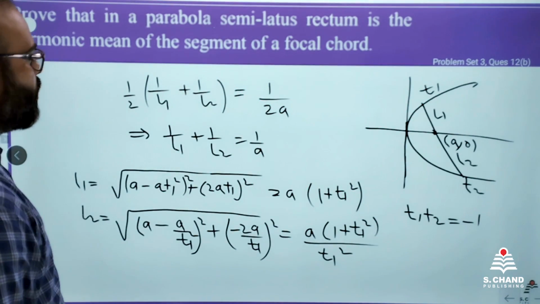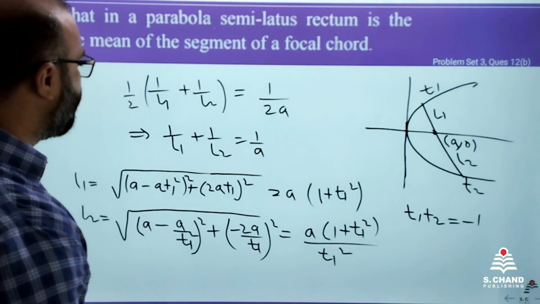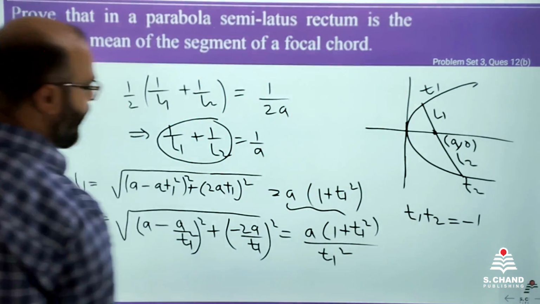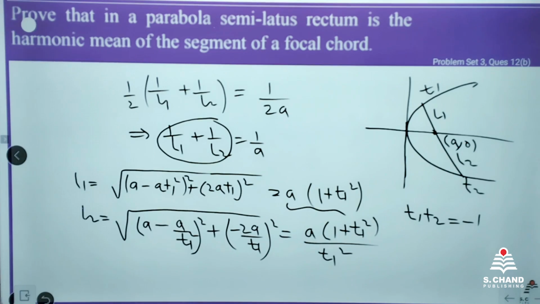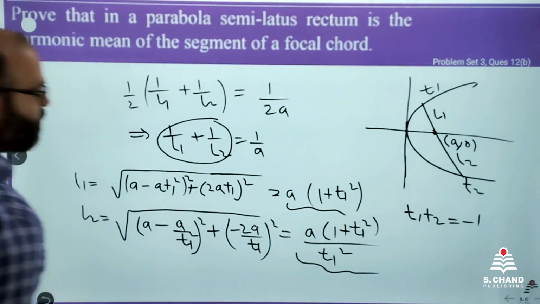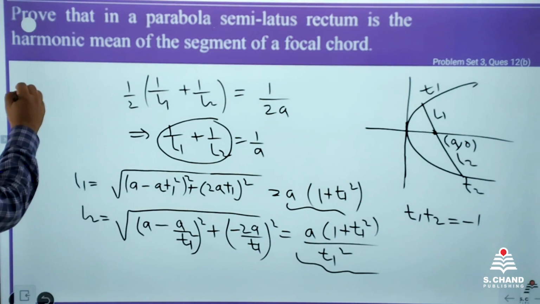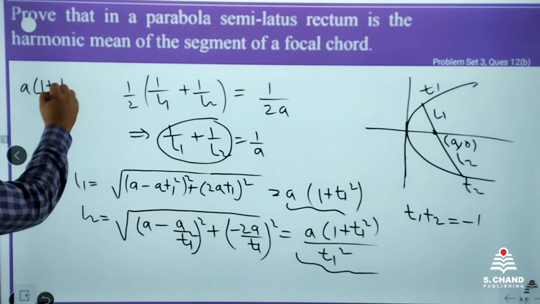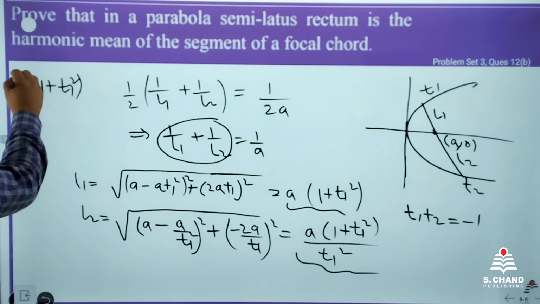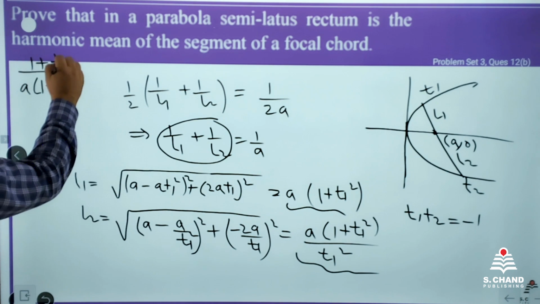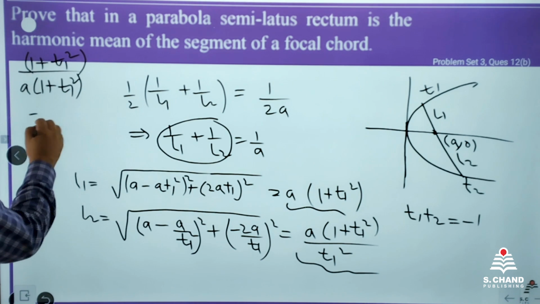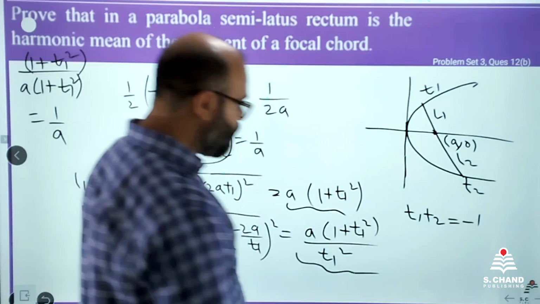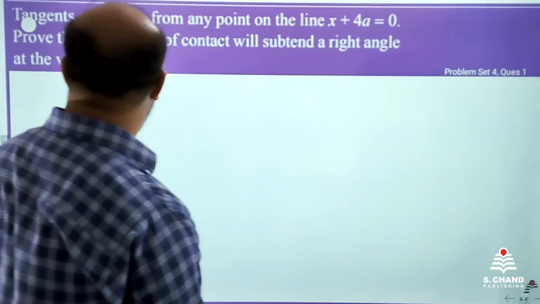Now when you take 1 by L1 plus 1 by L2, that means 1 by a(1 plus t1 square), and then you take the reciprocal of this. Then what will happen? With a(1 plus t1 square) in the denominator as the LCM, and 1 plus t1 square in the numerator, it will get cancelled and you will get 1 by a, which you have to actually prove. Now let us come to the next question.